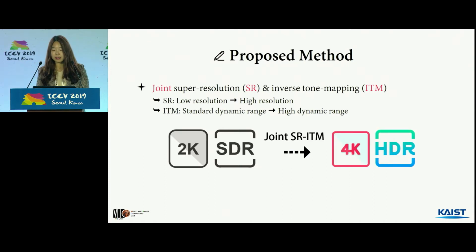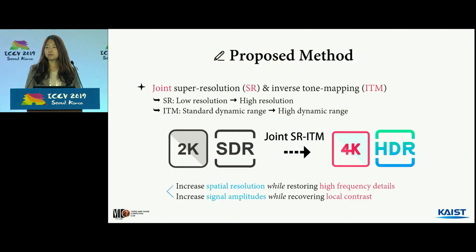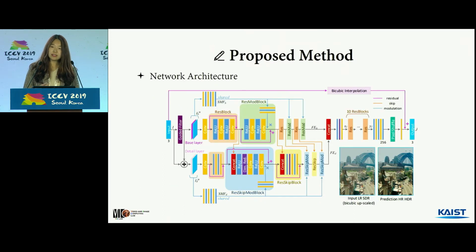There are two important aspects in this joint problem. Firstly, the spatial resolution must be increased while restoring the lost high-frequency details. And secondly, the signal amplitudes must be increased while recovering the local contrast. This is because as the pixel range increases, there's more room for local variations. So we've considered these two aspects when designing our network architecture.